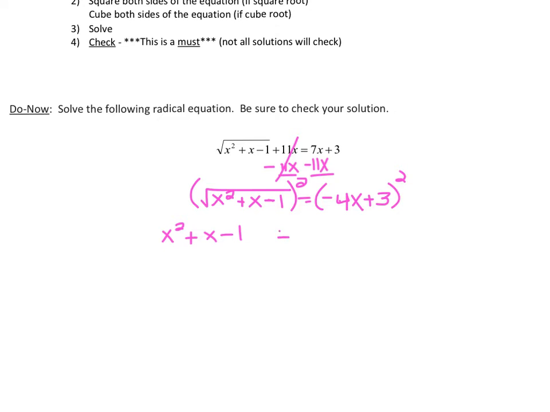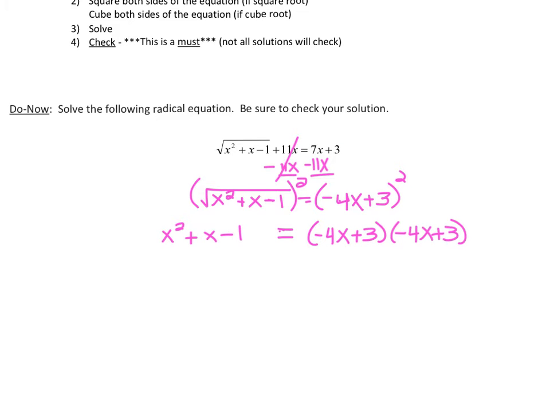Now on the right-hand side of the equation, if we have a binomial, two terms being squared, unfortunately, you can't just distribute the square inside the parenthesis. What it means is when something's squared, it means we have two of them. So we're going to take this and write it out twice. Now if you look back up at the steps above, step number 3 says to solve. So all we're going to do is go through and solve this equation.